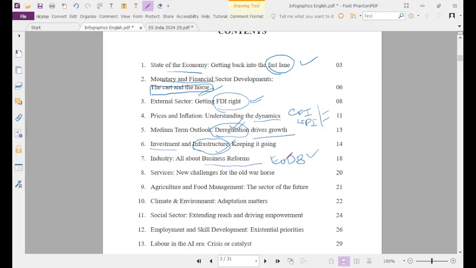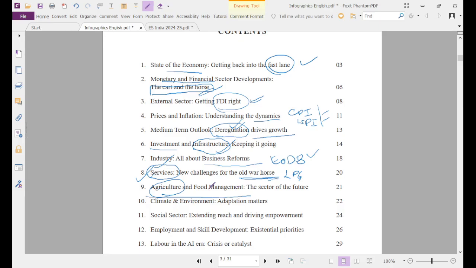And services, India being in the forefront of services, what are the different challenges, and it has been compared to an old horse, because in India's growth story after the LPG reforms, the service sector has been in the forefront and taking India in a different trajectory of growth. So the services sector's contribution is never underestimated. So a separate chapter has been dedicated for services. And agriculture and food management, this being the bedrock of our economy, how agriculture and various reforms that are occurring within the agricultural sector. India struggling with various structural issues and various reforms within the agriculture and food management system.